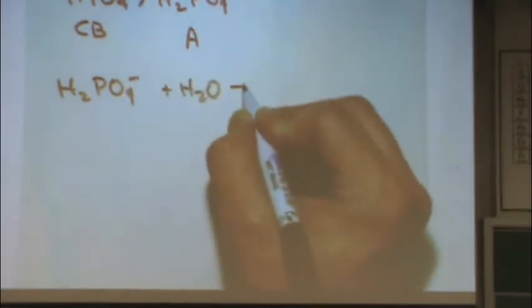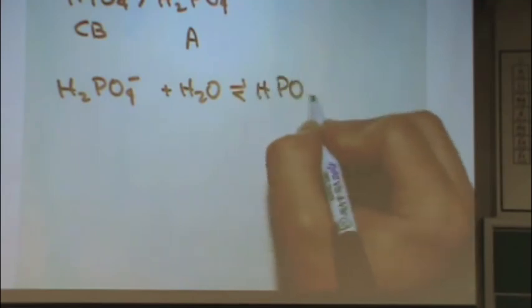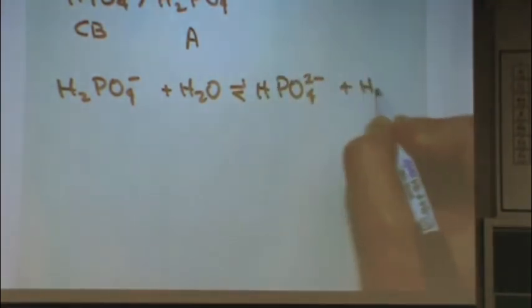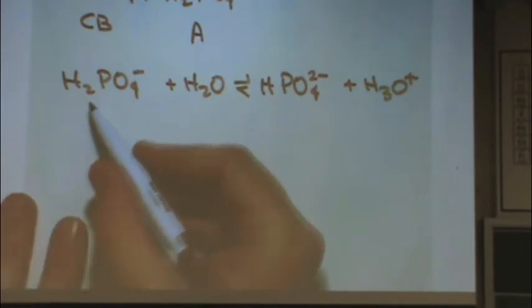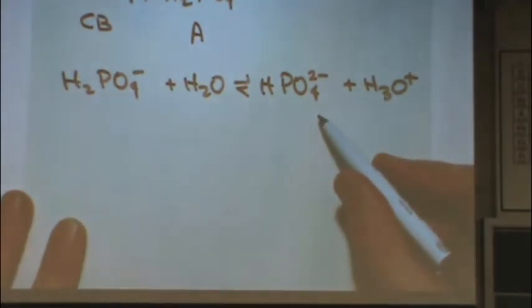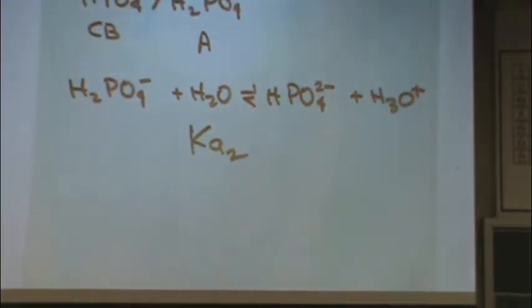So what I'm going to do is write H2PO4 minus plus water. My typical reaction, it donates a proton, and becomes this. Okay? Now is where you start thinking of Ks. This is now the second loss of the proton. So it's called a Ka2, and that's why I use that. Okay? So again, one more time.